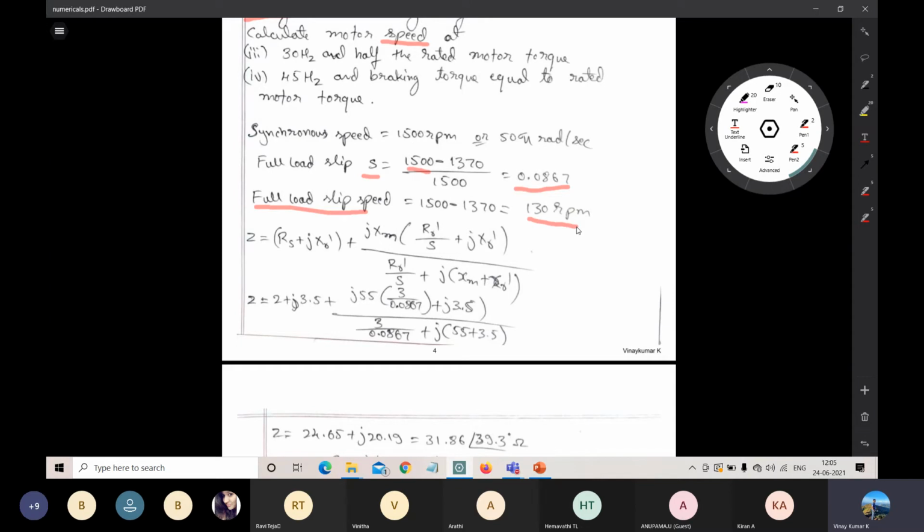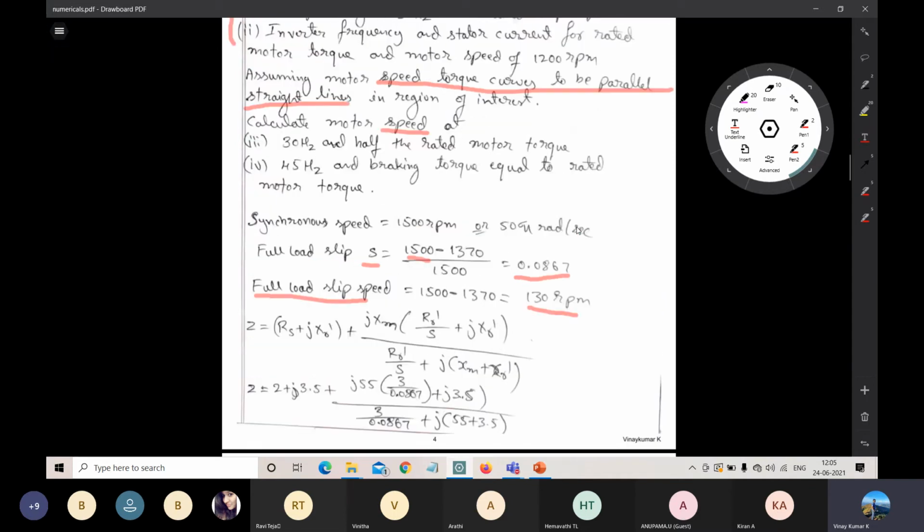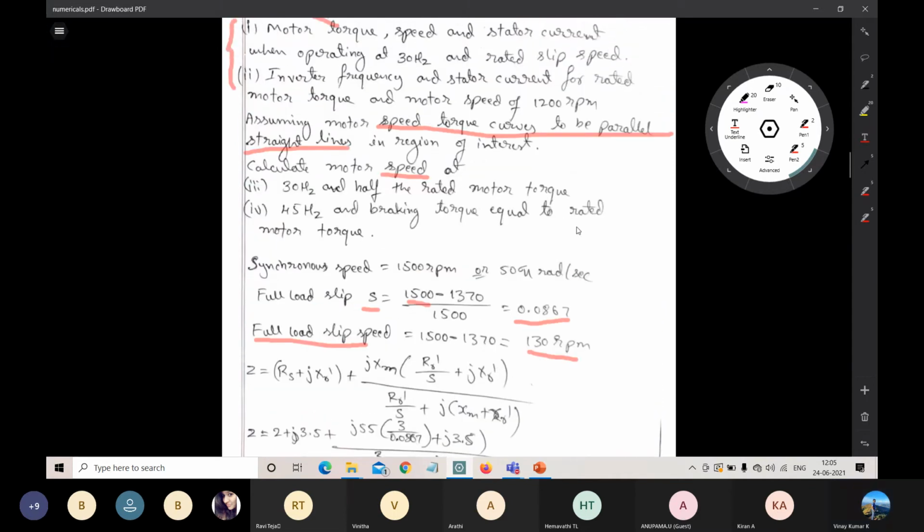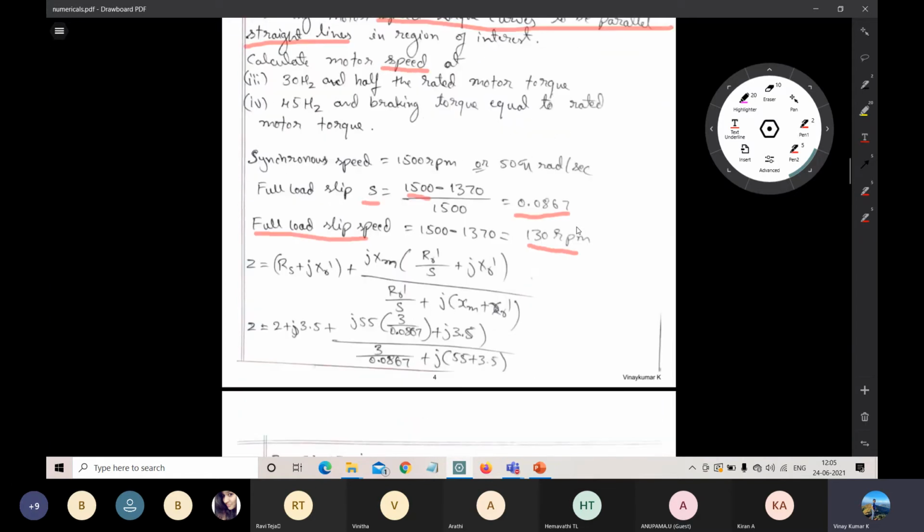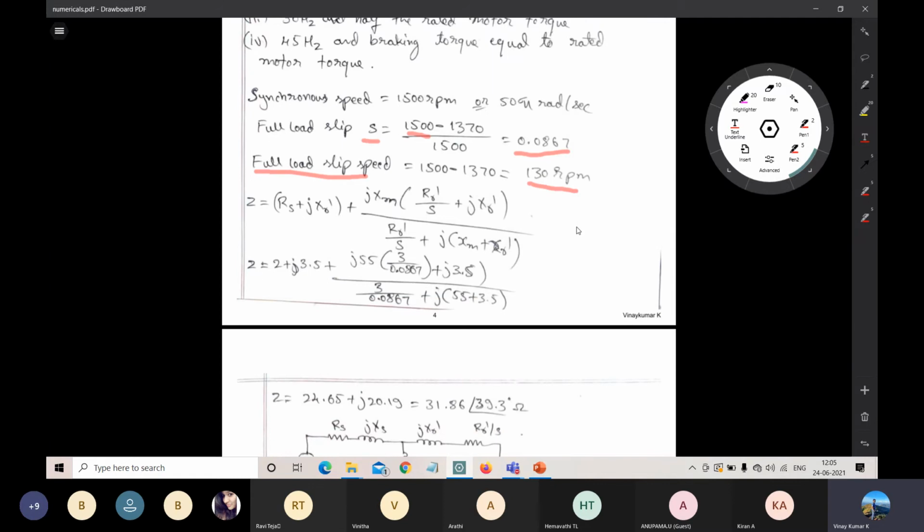Next thing is we need to calculate Z. In order to calculate the value of motor speed, we need to calculate the torque. In order to calculate the value of torque, we need voltage values and current values. In order to get the voltage values and current values, we need the impedance of the circuit. So that impedance is Rs plus the same formula as previously. So this is Zs, and this is Zf in parallel with Zb.